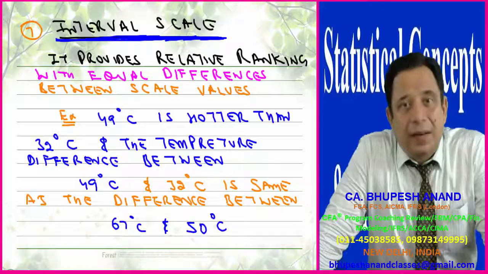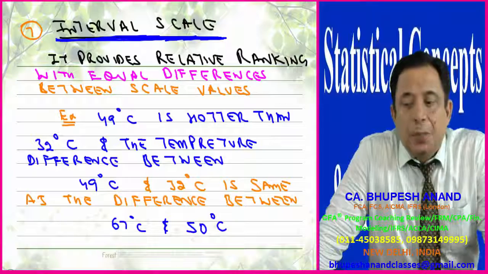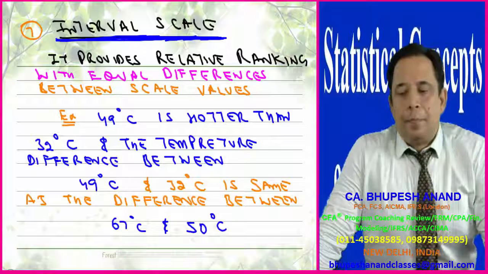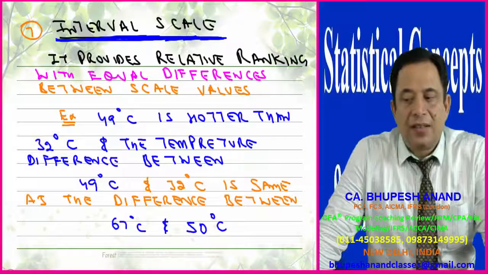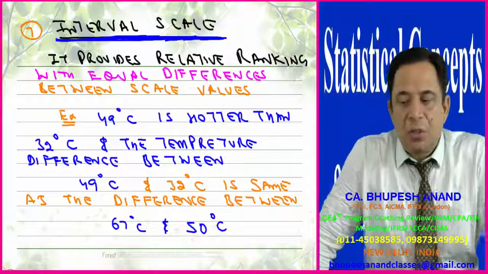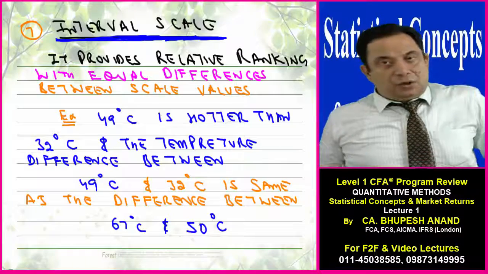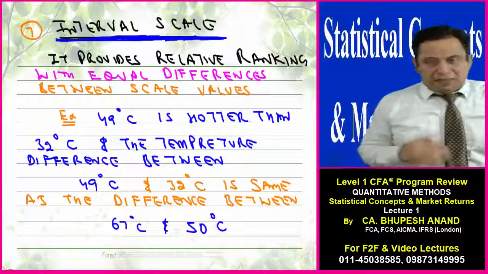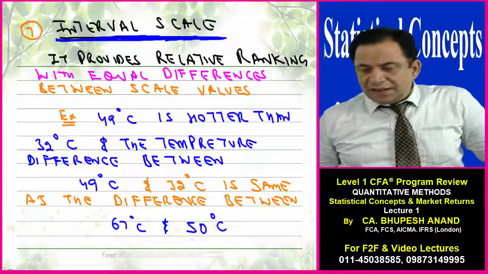Now I am giving an interval. Just write down first, then I will explain the meaning of interval scale. Interval scale provides relative ranking with equal differences between scale values. For example, 49 degrees is hotter than 32 degrees Celsius, and the difference between 49 and 32 degrees is the same as between 67 and 50 degrees. So this is an interval scale.